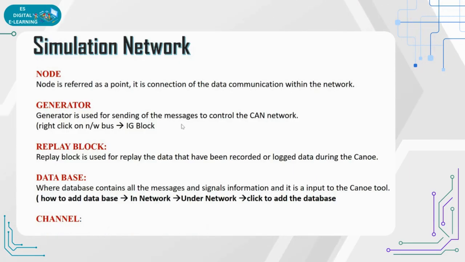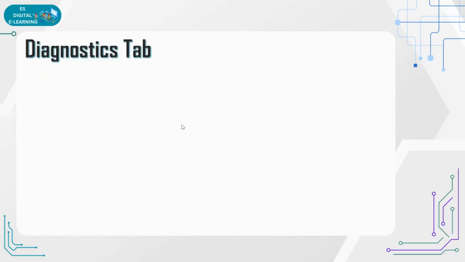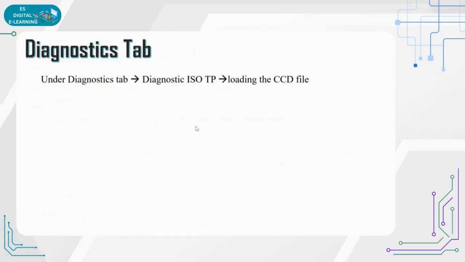So that's it, the major topics about CANoe. There are other options, like the diagnostics tab, which is mainly used for diagnostics purposes. Sometimes they will ask how you do diagnostics in CANoe, the steps. Under the diagnostics tab, we have diagnostics ISOTP, and under that we load the CDD file. We discussed the CDD file, right? That CDD file we load here.